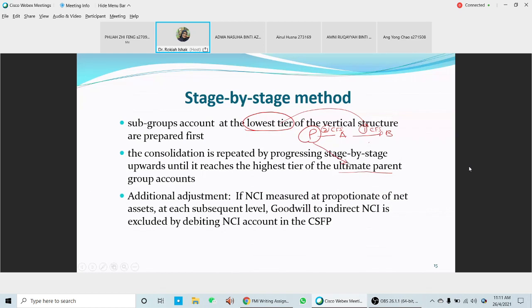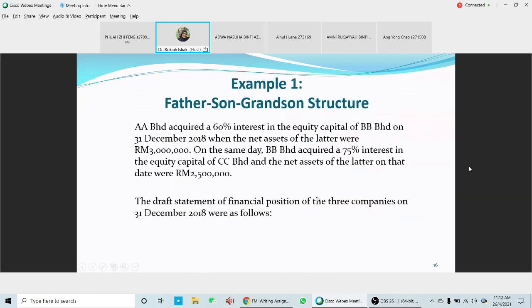The additional adjustment that we need to do here: if the NCI is measured at the proportion of net assets at each subsequent level, goodwill to indirect NCI is excluded. We need to exclude the goodwill attributable to the indirect NCI if you measure NCI using a proportionate share of net assets, by debiting the NCI account in the statement of financial position. Maybe you don't understand this one yet. We're going to look at an example for this one. Okay, let's look at these examples.